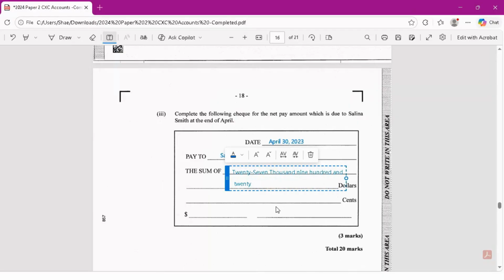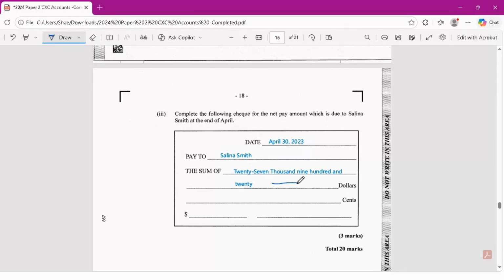So what you do when there is no figure, or even when you're finished, you draw a line. All right. Then you put the figure here, 27,920, and also put your cents, which is 0. And that is the answer for question 4.